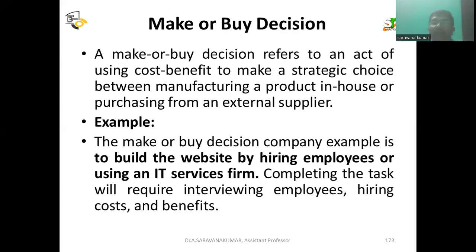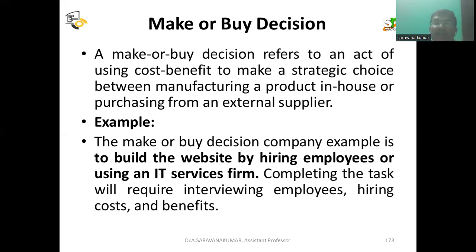Next we are going to discuss a very important topic, the make or buy decision. For example, if you do not have the capability, we are going to outsource the particular product used to manufacture your product. Otherwise, you are going to make it and use it for your product. A make or buy decision refers to using cost benefit analysis to make a strategic choice between manufacturing a product in-house or purchasing from an external supplier. For example, building a website by hiring an employee or using an IT services firm. Completing the task will require interviewing employees, hiring costs and benefits.